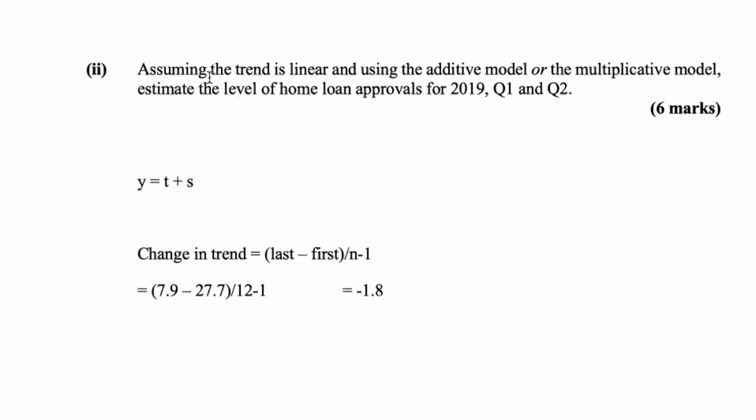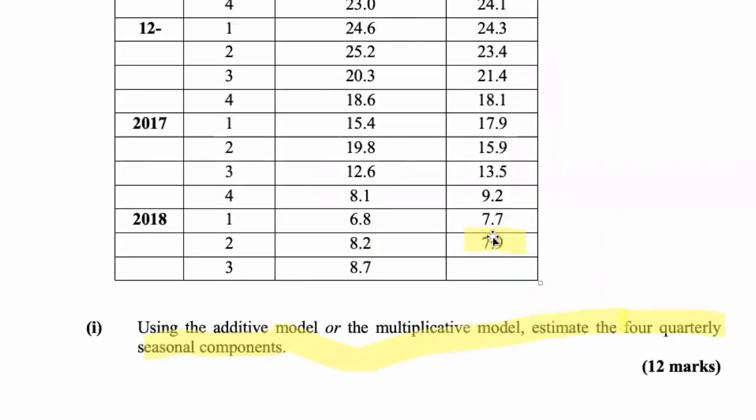So if you look here, assuming the trend is linear, all we're saying is that it doesn't have this kind of fluctuation going up and down. We're assuming it's going to have a straight line, a linear line in the future, which is unlikely, but we're just going to make a guess. We're going to say that from that last figure that we have here of 7.9, the next figure is going to be a change of 1.8 negative. So what do you think your figure is going to be for 2018 Q3? 6.1. So 7.9 minus 1.8 is 6.1.